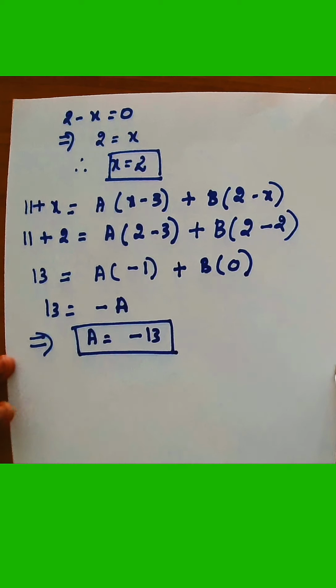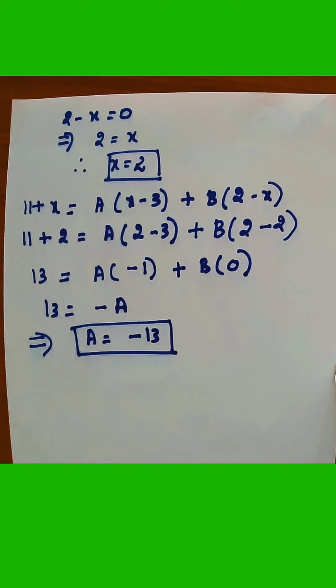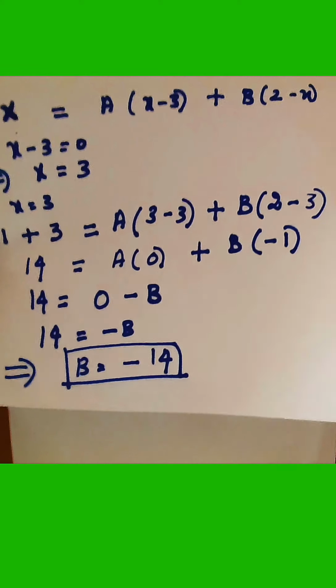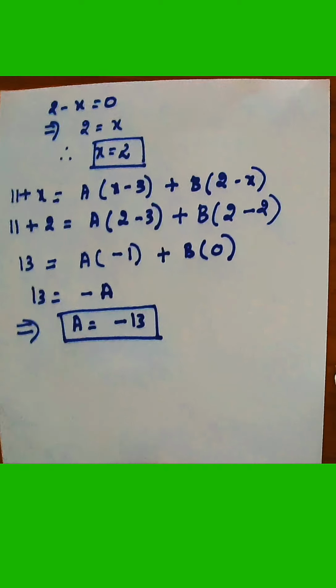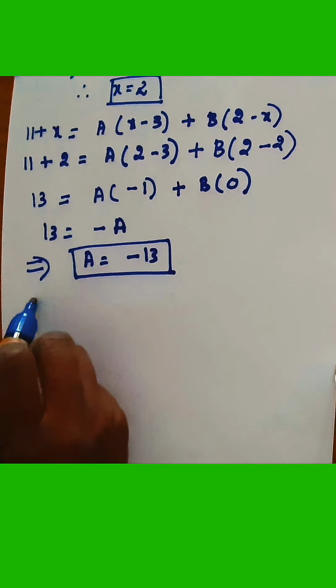We got the value of a as negative 13, and what is the value of b? b we got as negative 14. Now we'll substitute the value of a and b in equation 1. So I'll write the equation 1.